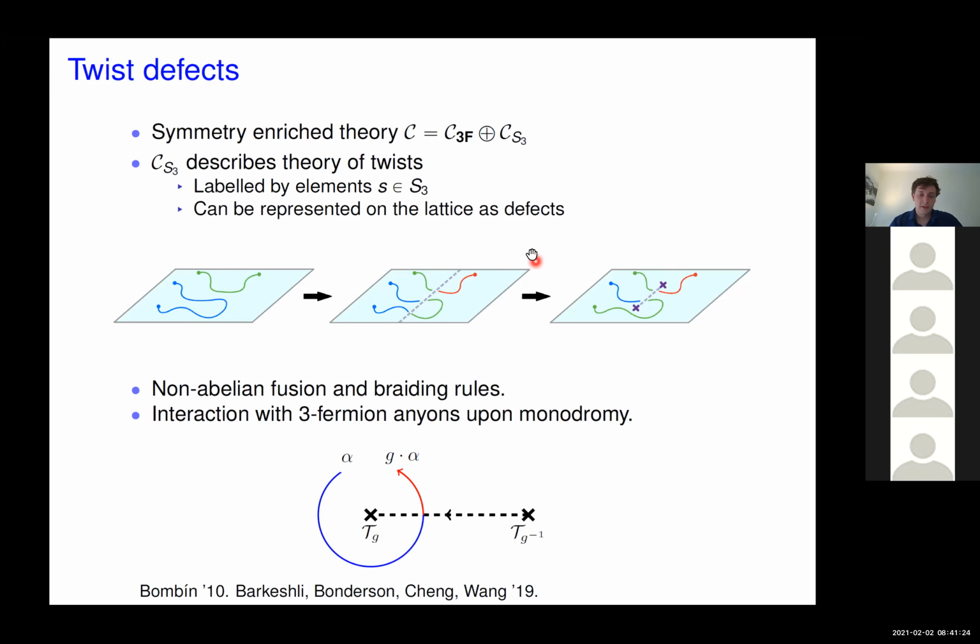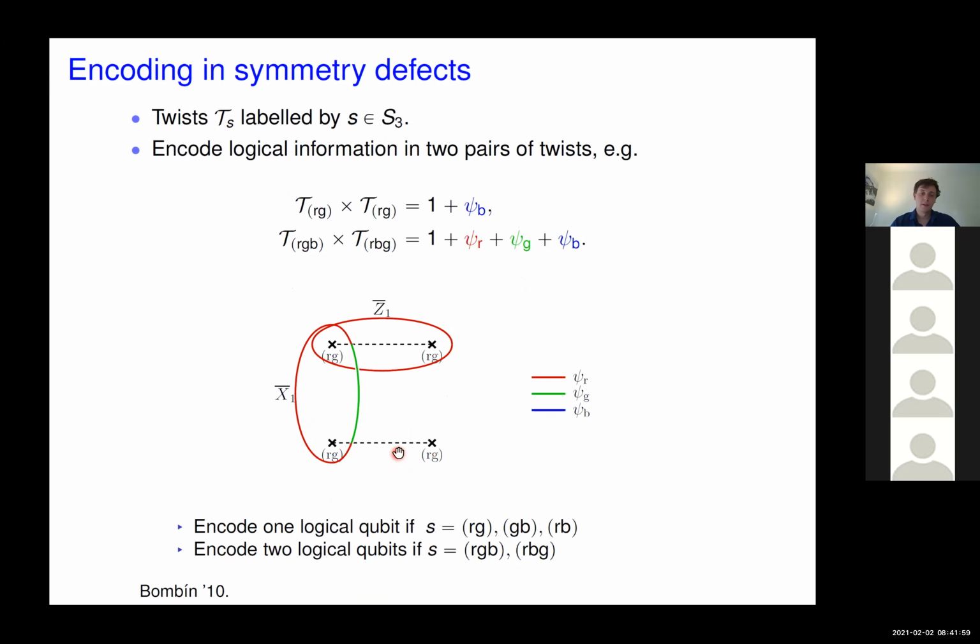It turns out that these twists themselves behave somewhat like anyons, though seemingly immobile. They have their own fusion and braiding rules. Fascinatingly, in our case for the three fermion theory, they are non-abelian, even though the underlying anyon theory is abelian. Another important property is that they have non-trivial interactions with the underlying anyon theory. In particular, if you braid an anyon around the twist, a symmetry transformation is implemented. This is a bit high level and abstract, I realize, but we'll return to the issue of twists on the lattice later on.